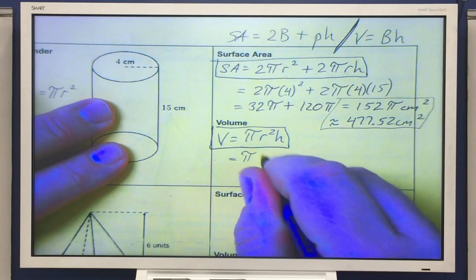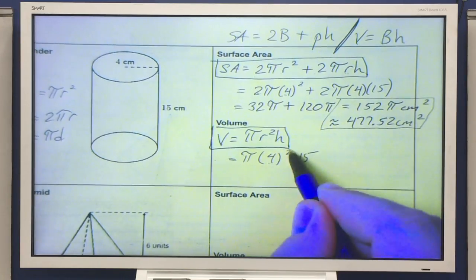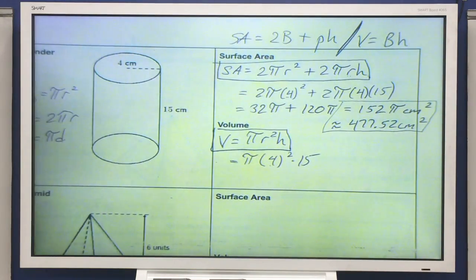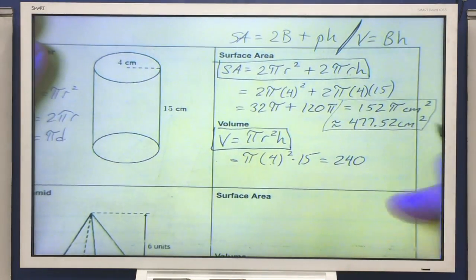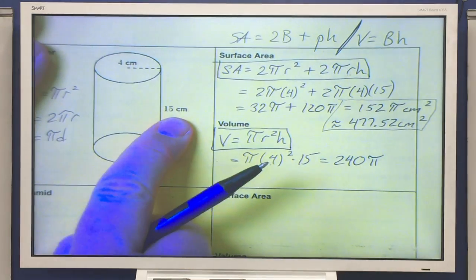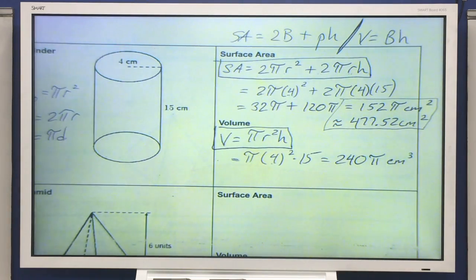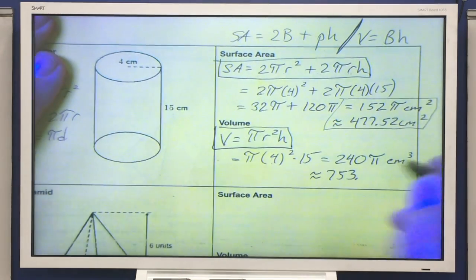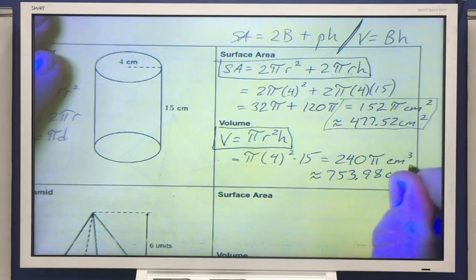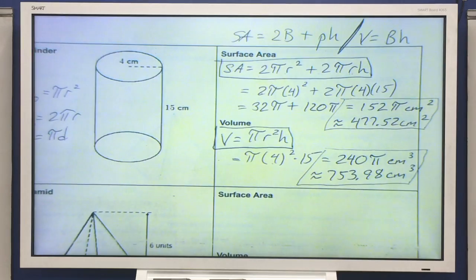It is pi times 4 squared times 15. I've got 16 times 15, and that comes out to 240 pi. Again, if I leave my answer in terms of pi, volume is in cubic units. If I don't want my answer in terms of pi, I can give the decimal, and that is 753.98 cubic centimeters. There are our two answers for the cylinder.